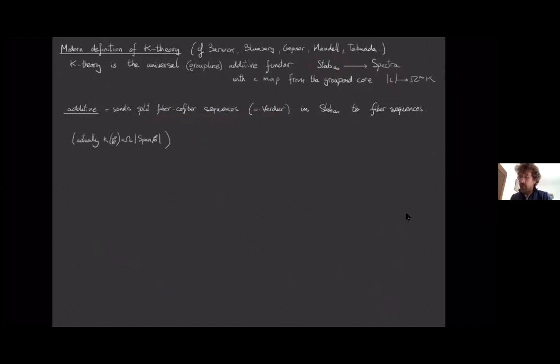So actually, if you really want to know how this is defined, it's defined as some kind of loop spaces of a span category, which is a little bit like a higher span category, which is a little bit like a Q construction.